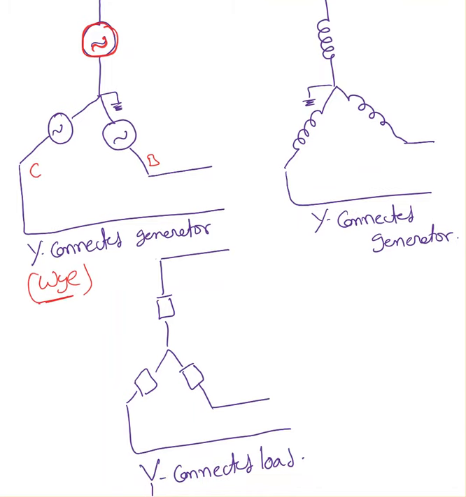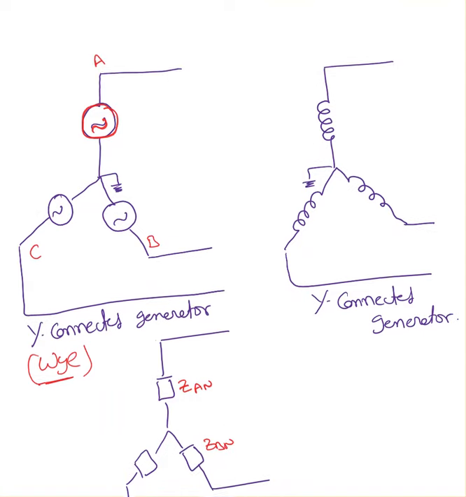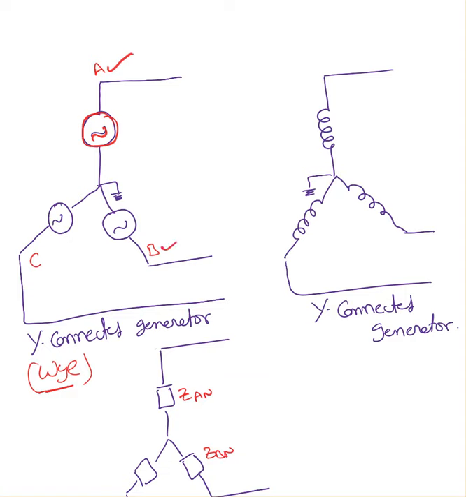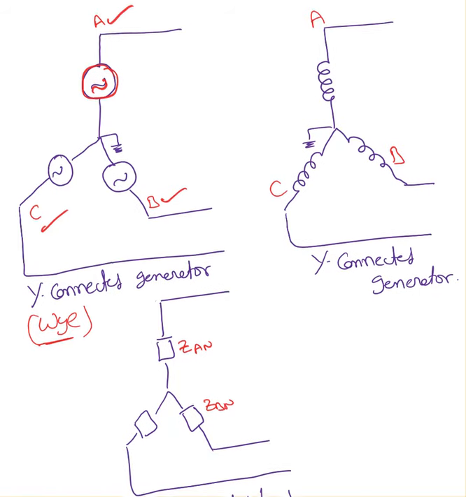When it comes to the load, usually you will see ZAB or ZAN, ZBN or something like that. For generator, I always use the capital letters, A, B, C. This is called positive phase sequence. I'm going in the clockwise direction. I explain about positive phase sequence in the next video.